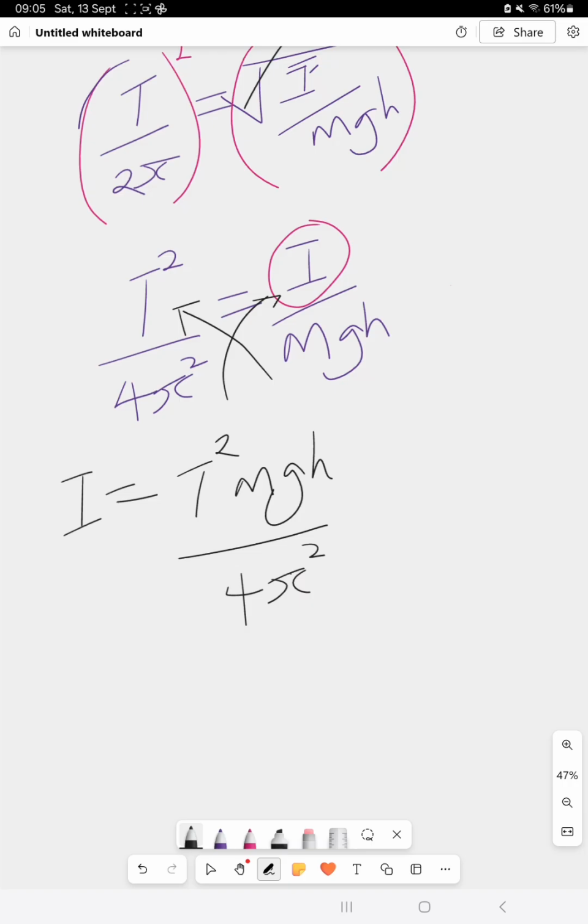The units of time is s, seconds. So this is seconds squared. What are the units of mass? Kilograms. What are the units of gravity? Is meters per second squared. Then what are the units of height? Meters.